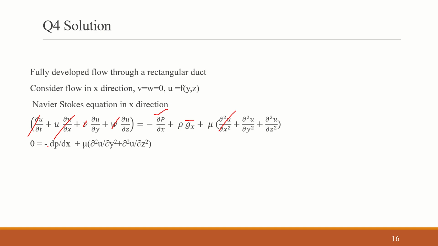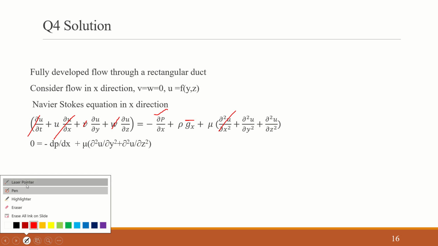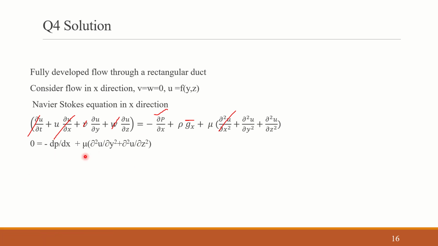So it is 0 equal to minus ∂p/∂x plus μ times (∂²u/∂y² plus ∂²u/∂z²). So this term and that term go to the other side. μ also goes to the other side. ∂²u/∂y² plus ∂²u/∂z² equal to 1/μ into ∂p/∂x. This ∂p/∂x goes that side and we will be left with this, and later μ also goes to the other side. So therefore ∂²u/∂y² plus ∂²u/∂z² equal to 1/μ ∂p/∂x.